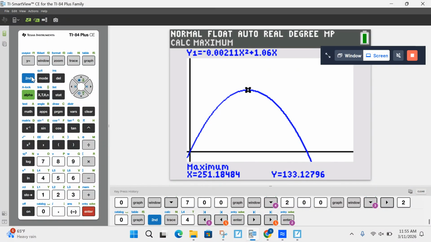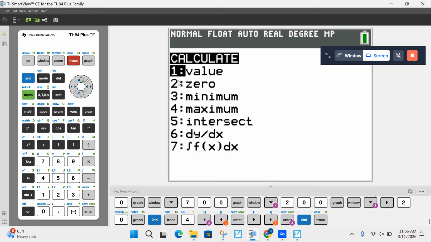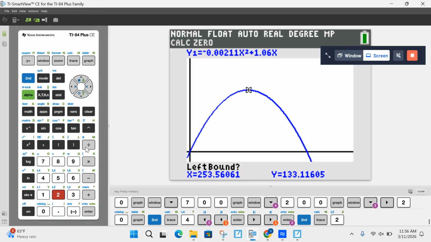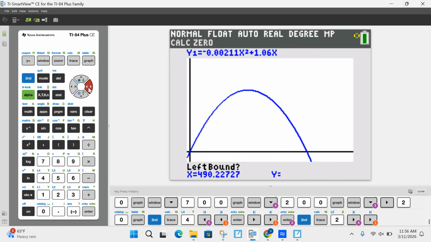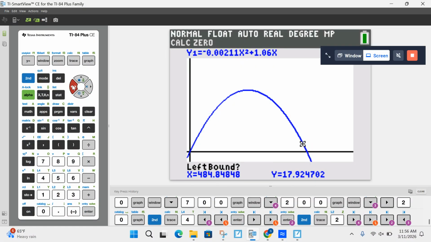So let me remind you how to use your zeros button. So second, calc, option 2 is zeros. So you arrow over to get a point on the left. If you're ever not sure, what? That's the left? That is the left of the zero. Okay, if you're ever not sure, put your cursor on the zero and then just click the left button. That takes it to the left of the zero. And then you press enter.